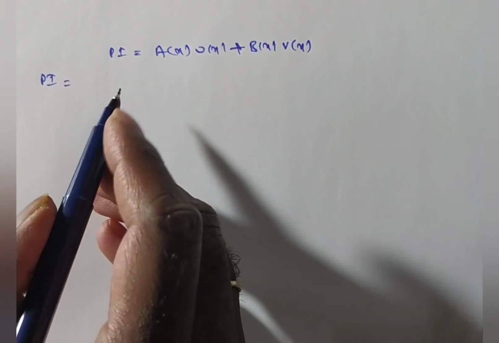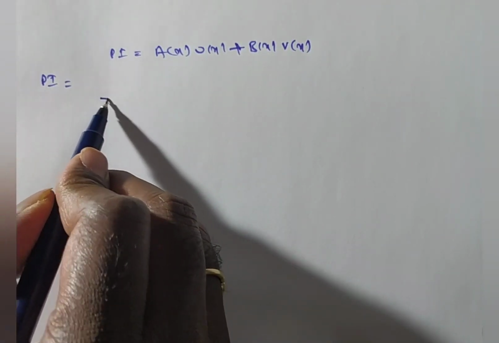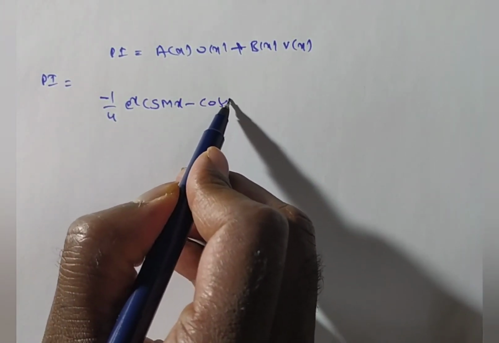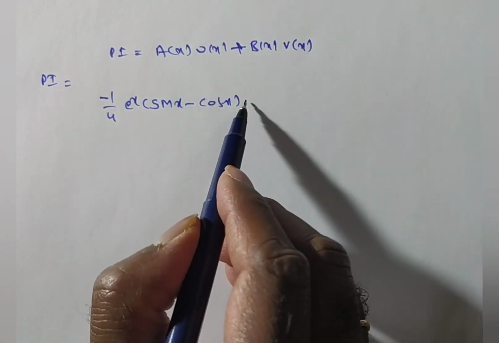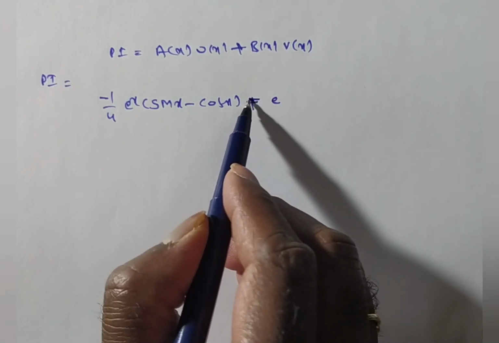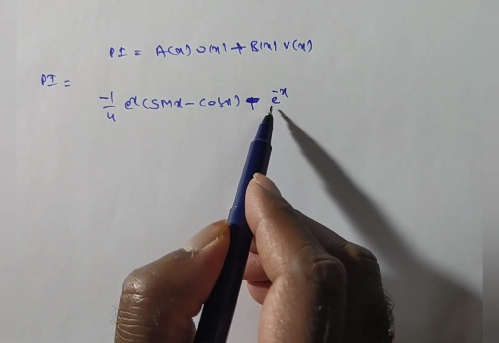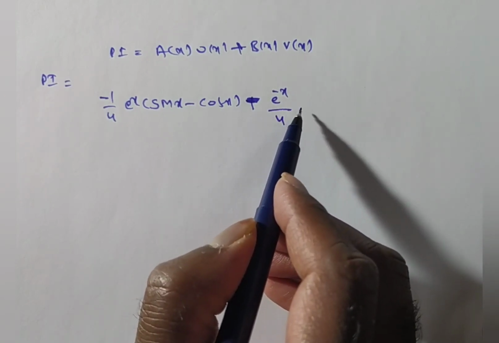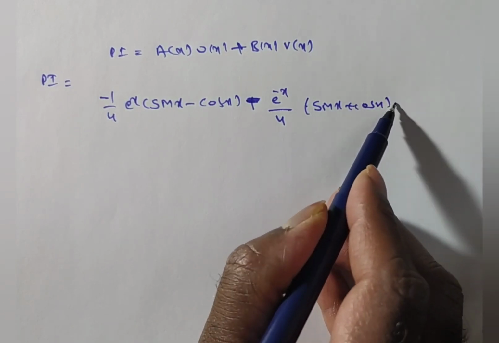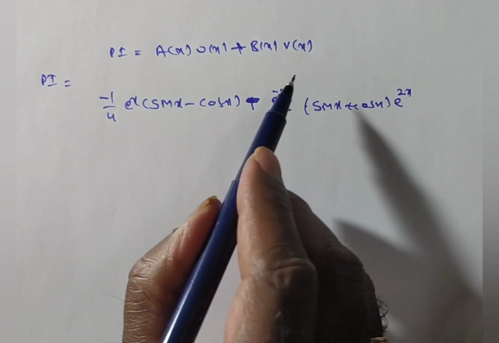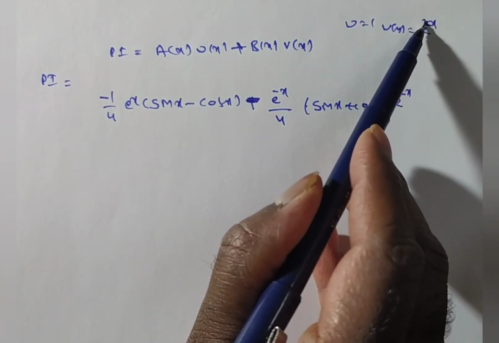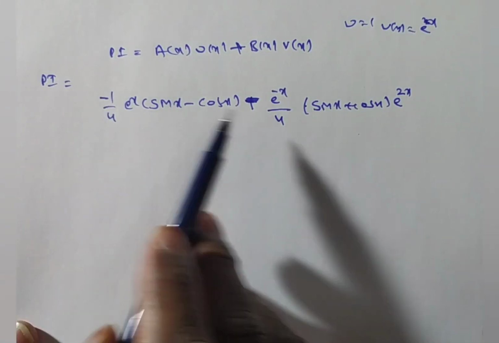friends, previously we have a of x is equal to minus 1 by 4 times e power x into sin x minus cos x, into u of x. U of x is 1. So 1 into this is as it is, plus b of x into, what is the b of x you have? Minus e to the power of minus x by 4 times sin x plus cos x into e to the power of 2x. V of x is what you have? U of x is equal to 1 and v of x is equal to e power 2x we have. Yes or no? So these are substituted, this is the particular integral.